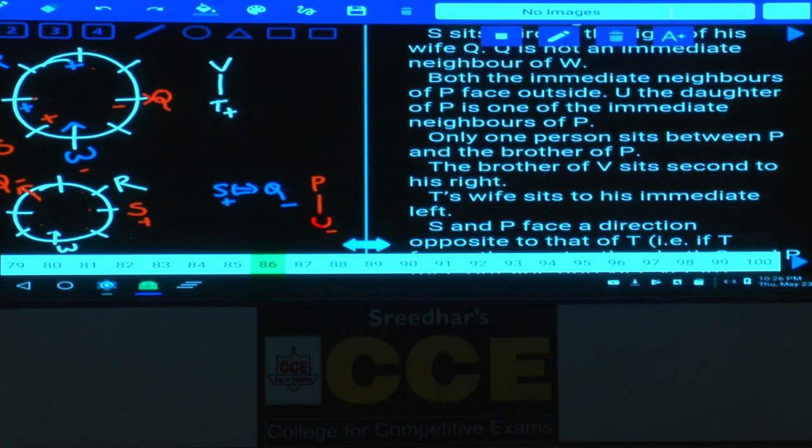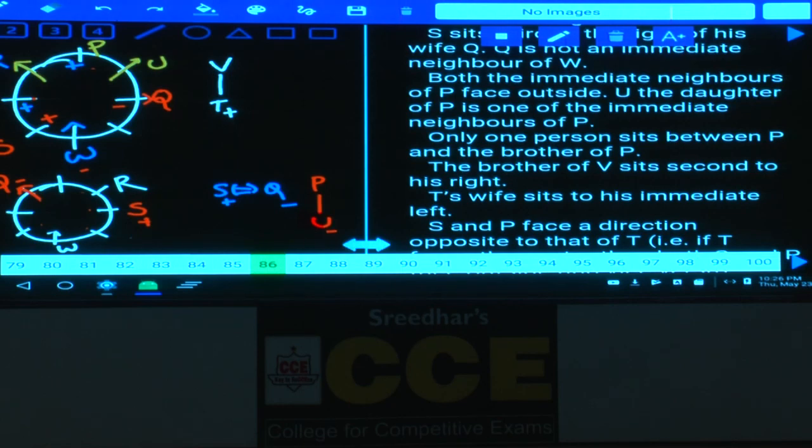Now U cannot be here, adjacent to R. Are you agreeing with this one or not? Why? Because U is a female and the immediate neighbors of R are males, so U cannot be here. As U cannot be here, U is here, and as U is here, P is here. Both the immediate neighbors of P face outside. Now both these two persons, R and U, are facing outside. Clear now? P and U are adjacent to each other.